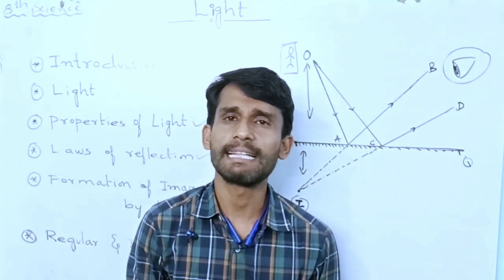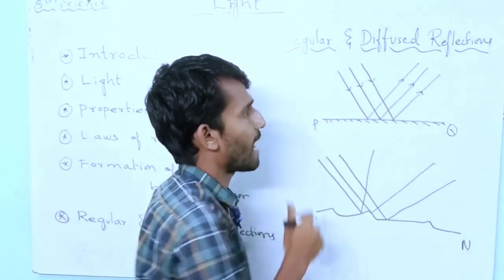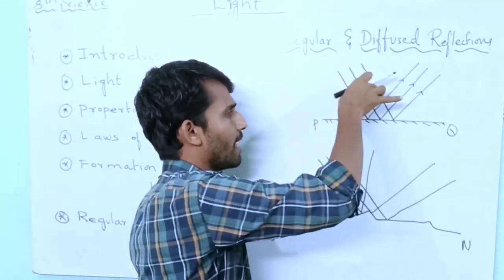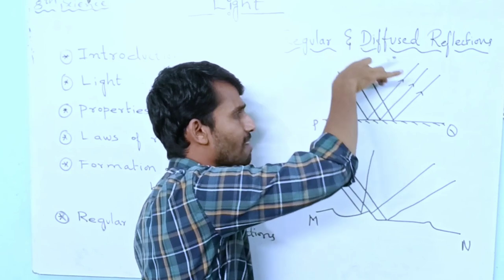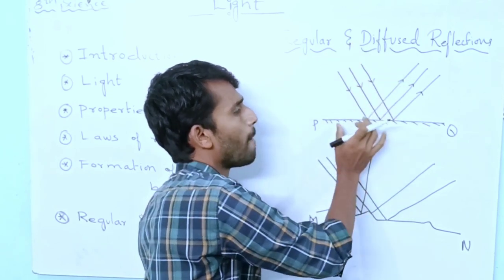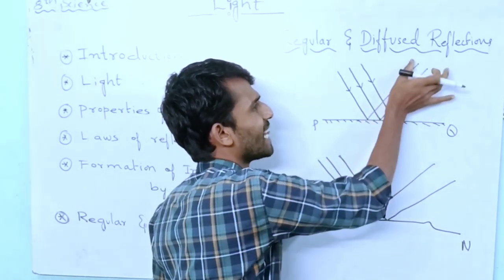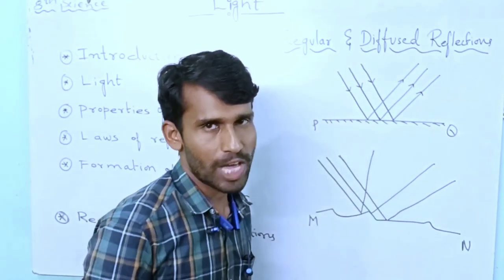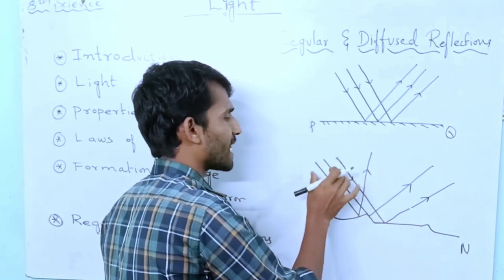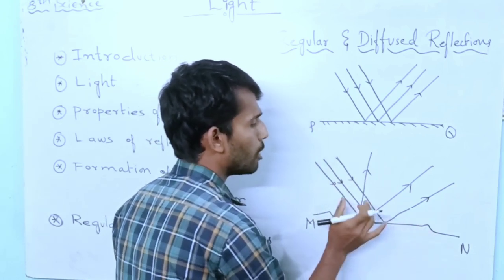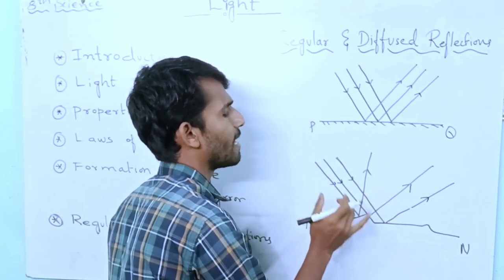Okay dear student, next point I am taking here is regular and diffused reflections. Dear student, when light falls on a polished surface or smooth surface, such as a plane mirror, the incident rays reflect as parallel lines, and we call that regular reflection. When parallel rays of light fall on a rough surface, they do not reflect in parallel. Those we call diffused reflections.